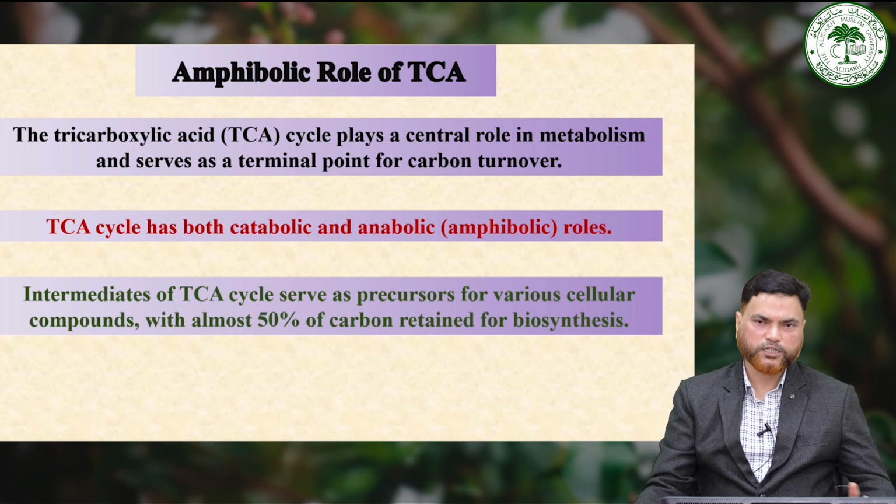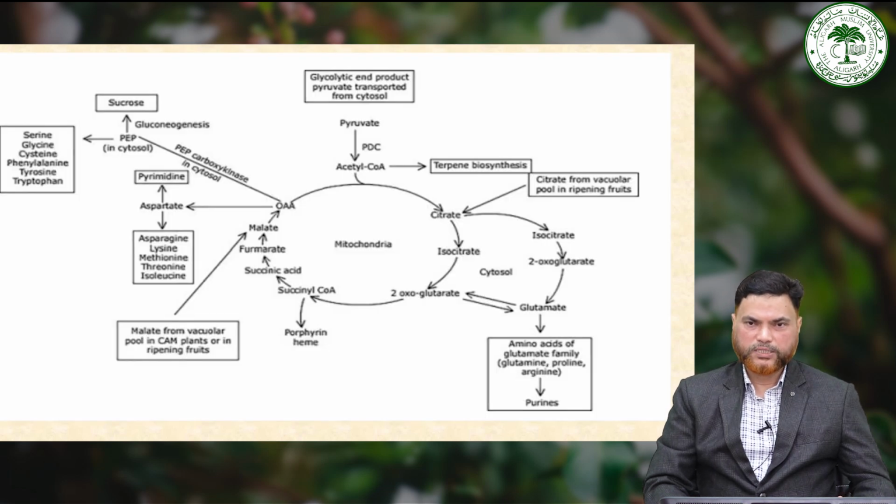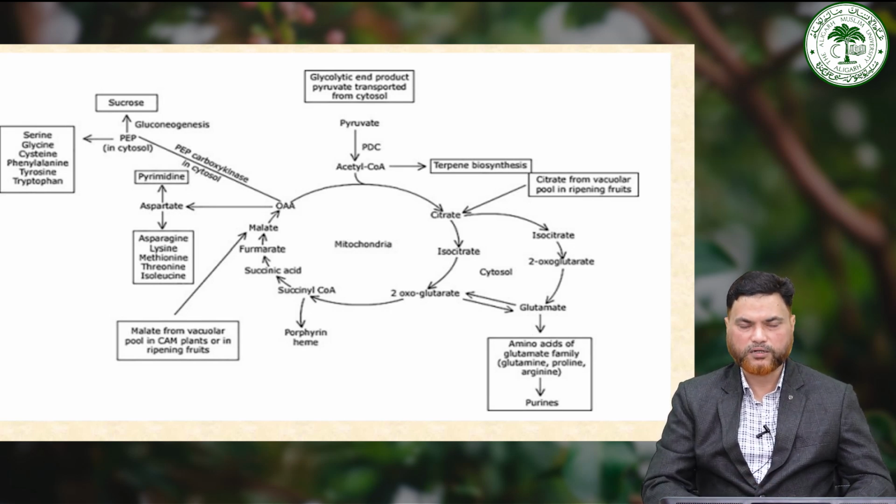Then citrate exported from the mitochondria in animals is used for the synthesis of acetyl coenzyme A by the cytosolic ATP citrate lyase, which is then used for fatty acid biosynthesis. So this is very interesting to share the amphibolic role of the TCA cycle. Now this is a diagrammatic representation of the amphibolic nature of the TCA cycle, which we have just discussed. You can see where the different intermediates are used and required as precursors.